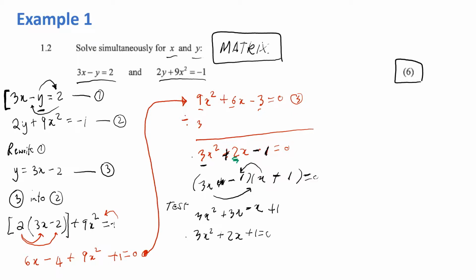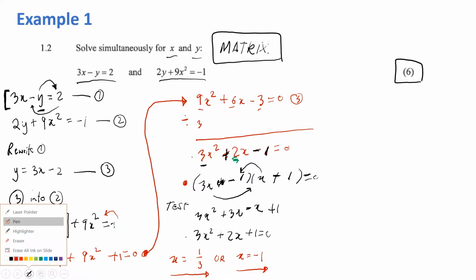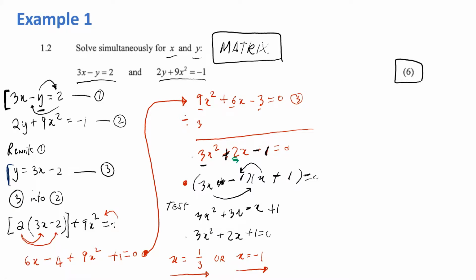Okay. Final part of the solution is going to be x equals, well, it has to be a third, or x equals minus 1. This comes from here, so see if you agree with that. And then we still have to solve for y. But we have this neat equation 3, which relates y to x. And now we can just plop these x's into that.